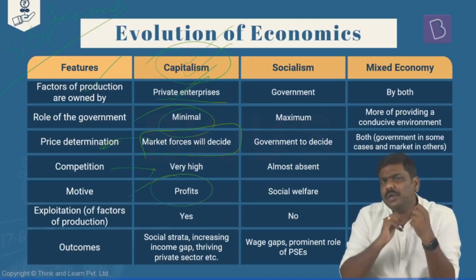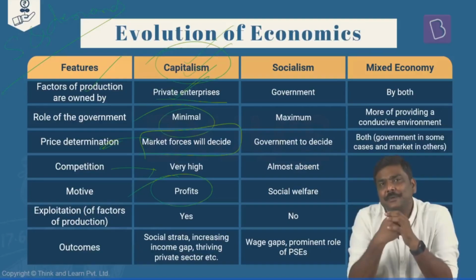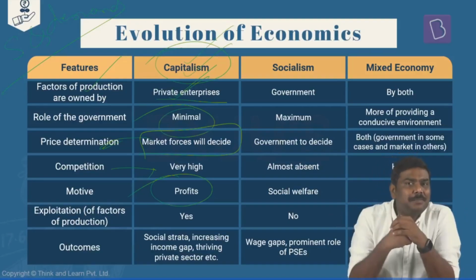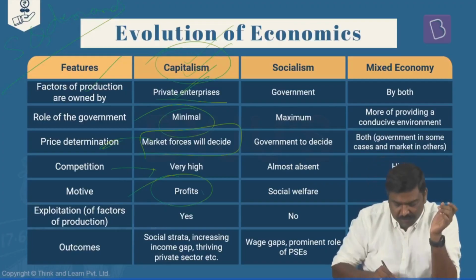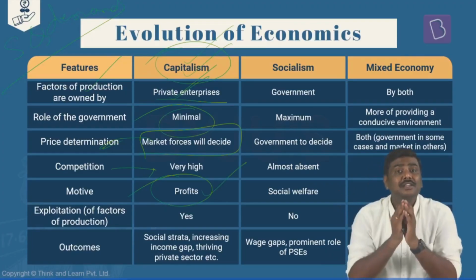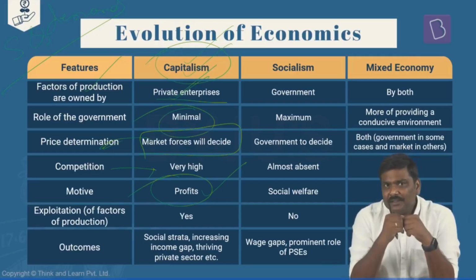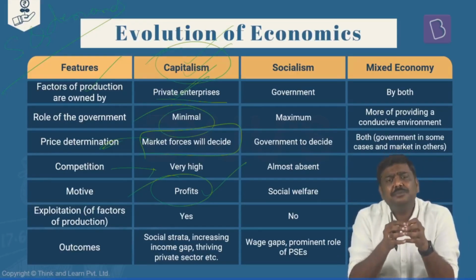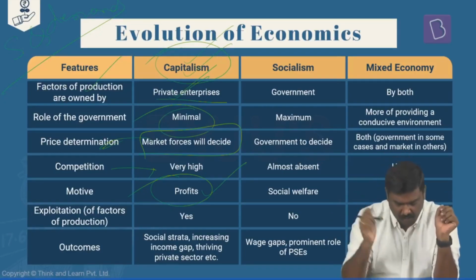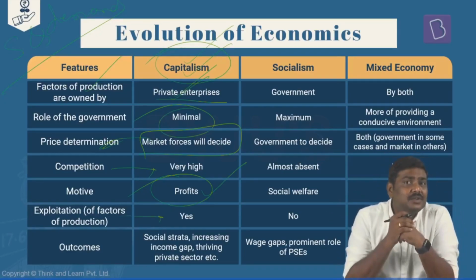Next, what is the motive of capitalism? What is the motive of the private sector participation? The objective of the private sector participation will always be to make or increase the profit. So in case of capitalism, the ultimate goal for the private sector is to generate as much profit as possible. Is there exploitation of the resources?